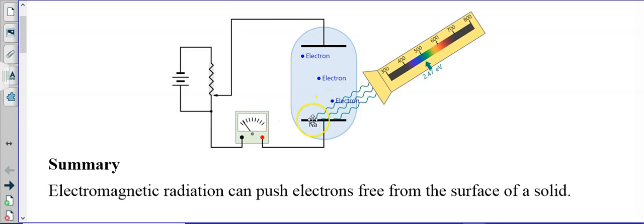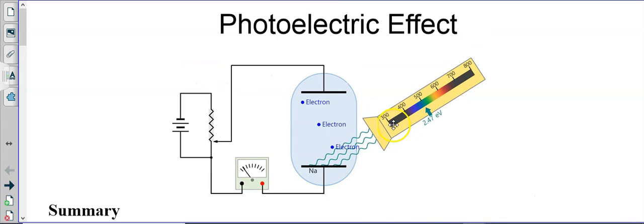It's not until Einstein gets involved in this project that we realized we have a quantization of light. And so we start to view light not as a wave, but now as a photon particle colliding with these electrons. I'm going to get into this explanation in some detail in just a moment.